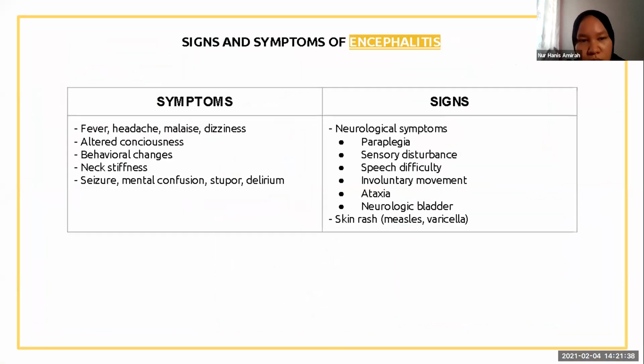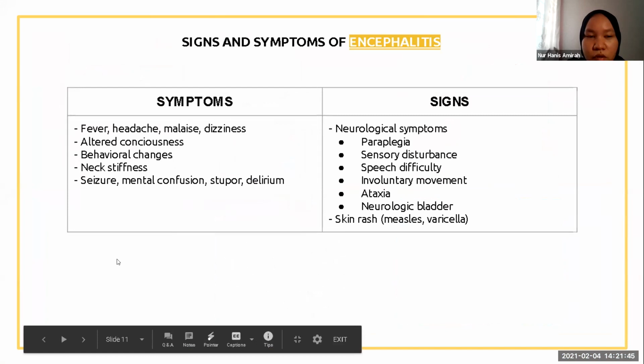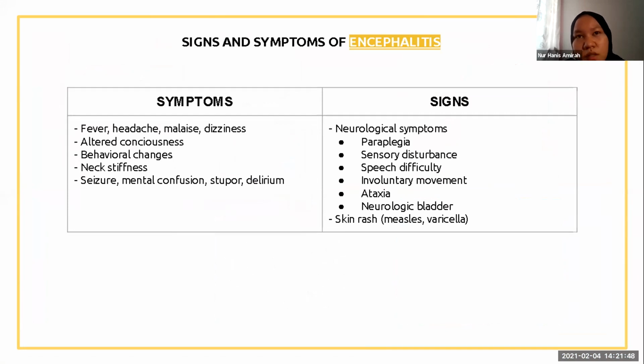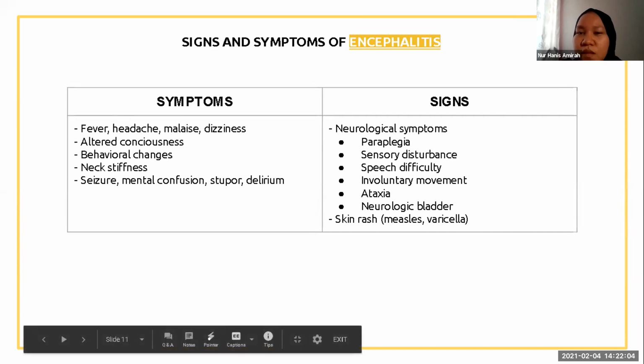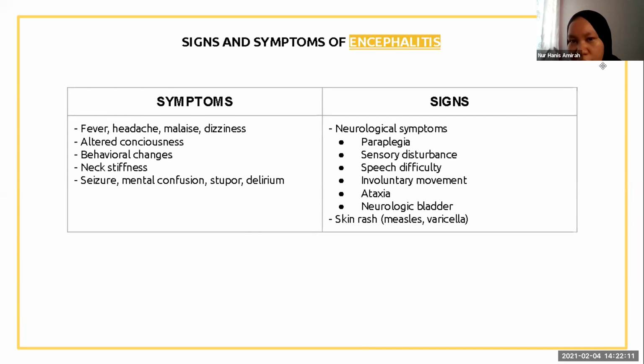And then for encephalitis, the symptoms are somewhat the same as meningitis, but I want to focus on the behavioral changes. So the parents especially may complain that the child was happy-go-lucky before, but suddenly becomes very, very aggressive, without any reason to be angry, suddenly angry like that. Okay, and then for signs, look for any neurological symptoms. It depends on the side of the brain that is affected. And then also, just like I've mentioned before, for post-infectious encephalitis, look for any skin rash that is maybe caused by measles or varicella.